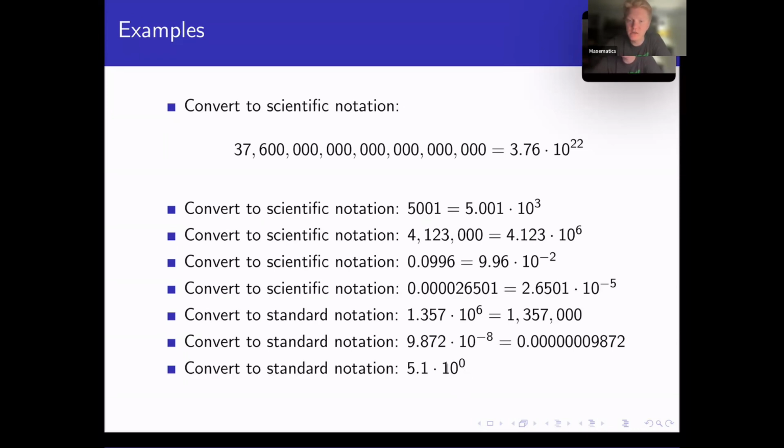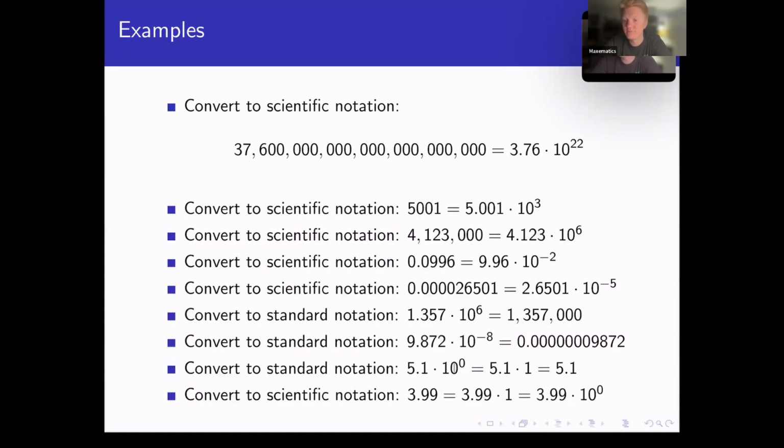5.1 times 10 to the 0? Well, 10 to the 0 is just 1. Any number raised to the 0 power is 1. 5.1 times 1 is just 5.1. Let's convert 3.99 to scientific notation. All right, well, we don't need to move the decimal place over at all. It's already between 1 and 10. So 3.99 is 3.99 times 1. And 1 is 10 to the 0. So if the number doesn't need to be changed at all, it would be times 10 to the 0 in scientific notation, but we don't typically do this. But still, good practice.